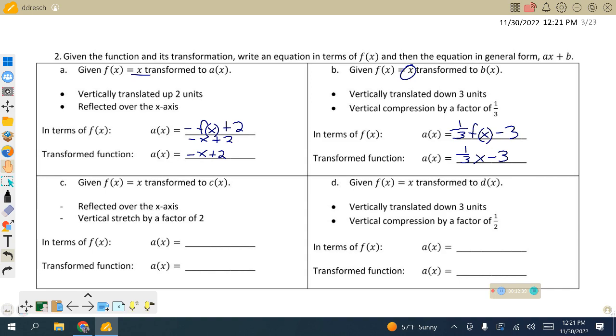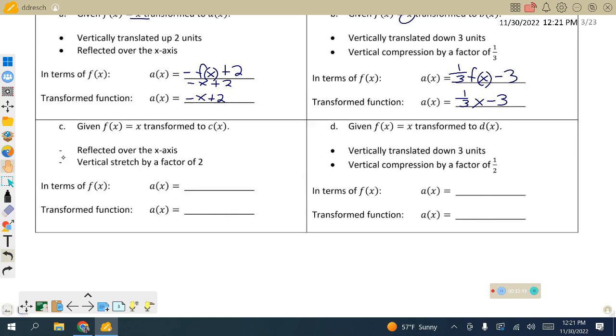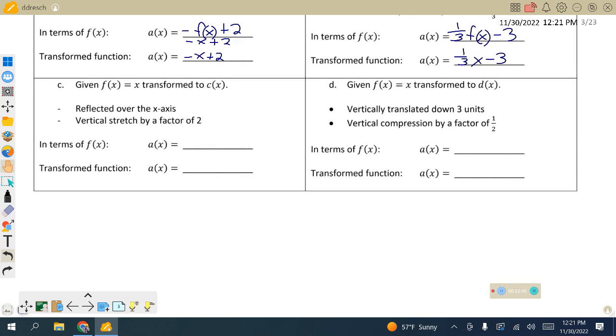I'd like you to try the next one there, letter C. Based off what we just did, try that kind of on your own there. We'll talk about it. And like I said, that's a quick crash course of what we've been doing.